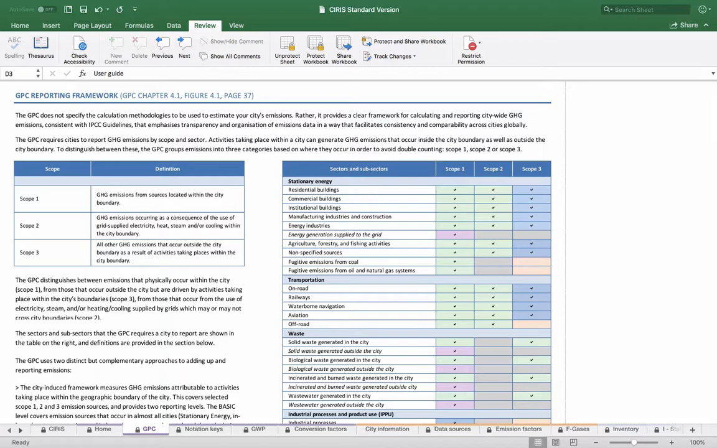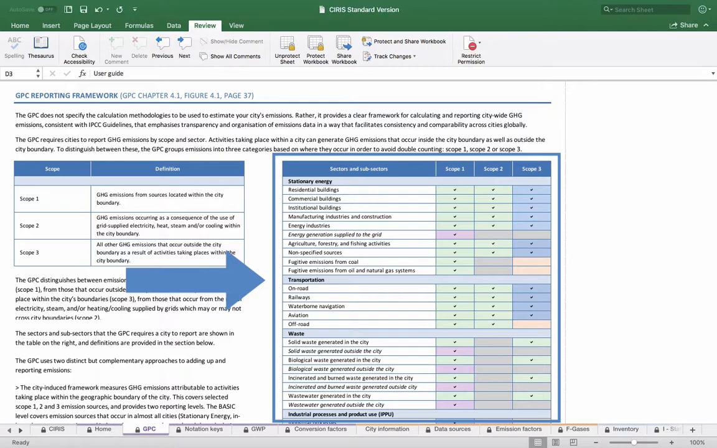The GPC requires cities to report GHG emissions by scope and sector. Activities taking place within a city can generate GHG emissions that occur inside the city boundary as well as outside the city boundary. To distinguish between these, the GPC groups emissions into 3 categories based on where they occur, in order to avoid double counting: Scope 1, Scope 2, or Scope 3. Definitions are given here in this table.